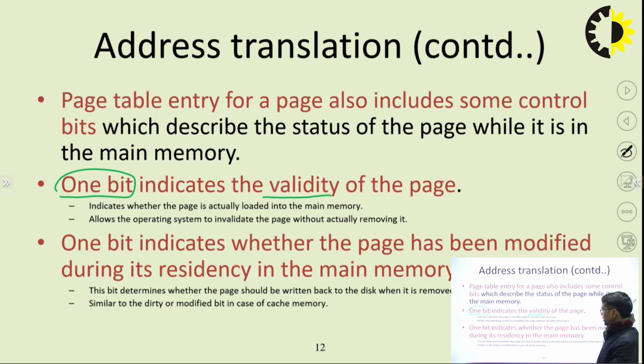Another bit indicates whether the page has been modified during its residency in the main memory. If it is modified, certainly we have to move it to the virtual address space if it is to be removed. So, this bit determines whether the page should be written back to the disk when it is removed from the main memory, and it is similar to the dirty bit concept that we have studied in the cache memory. So, if the page is dirty, it indicates that it has been updated, it has been modified.